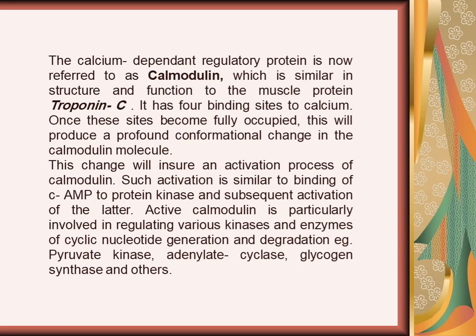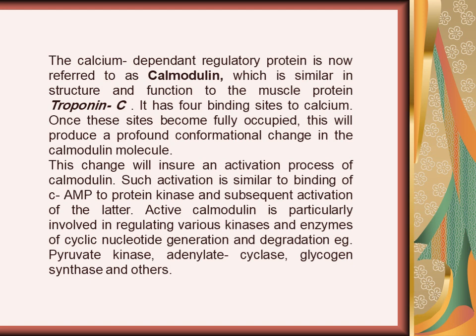This calcium-dependent regulatory protein is now referred to as calmodulin, which is similar in structure and function to the muscle protein troponin C. It has 4 binding sites for calcium. Once these sites become fully occupied by calcium, this will produce profound conformational changes in the calmodulin molecule. These changes will ensure an activation process of calmodulin.